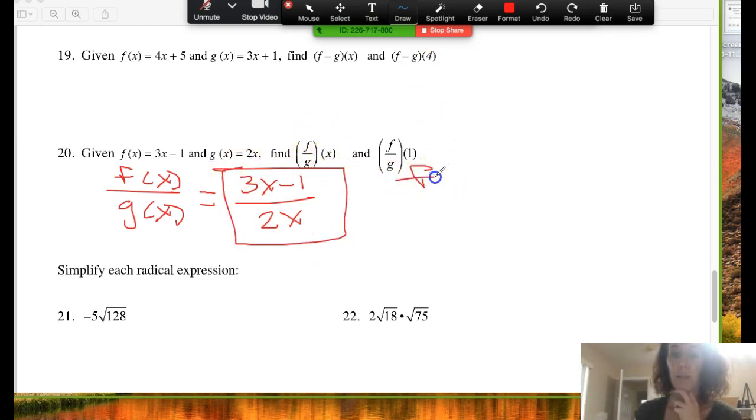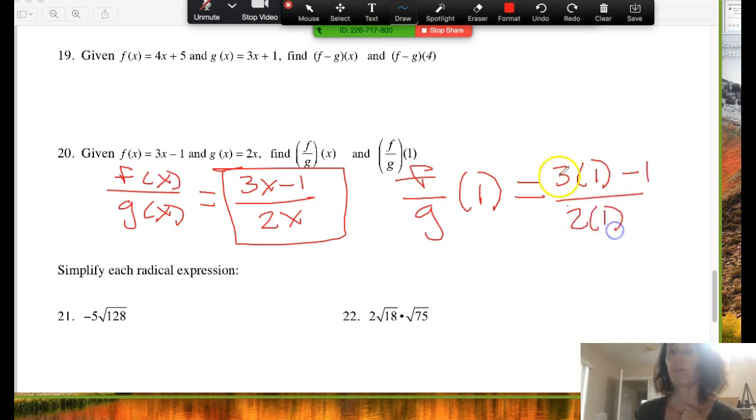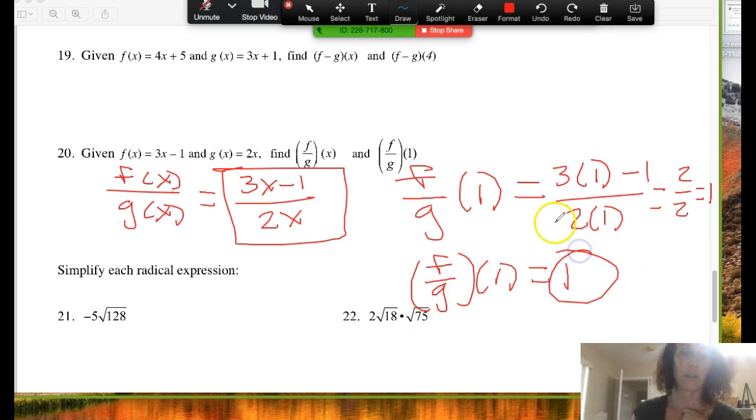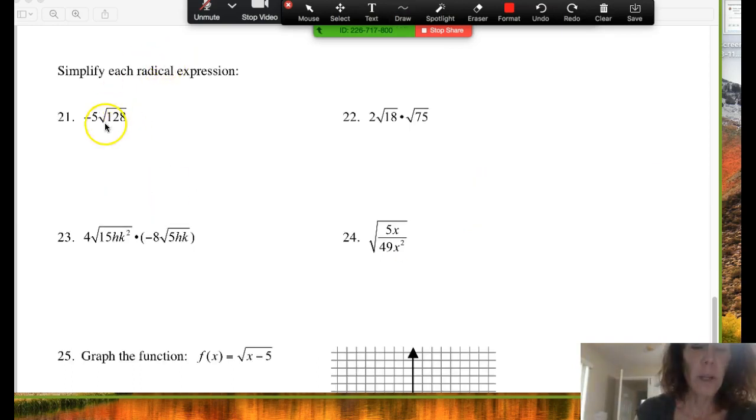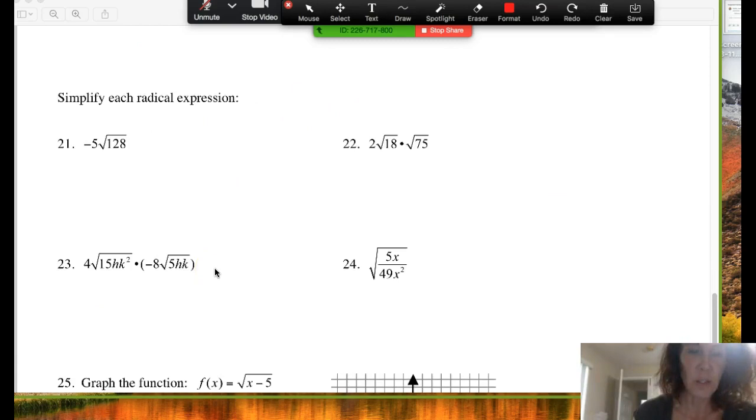Now we're going to do f over g of 1. Okay, so that means I plug in 1 wherever there's an x. So this would be 3 times 1 minus 1 over 2 times 1. Simplify this. 3 times 1 is 3. 3 minus 1 is 2. 2 times 1 is 2. 2 over 2 simplifies to just 1. So f over g of 1 is equal to 1. And you're finished.